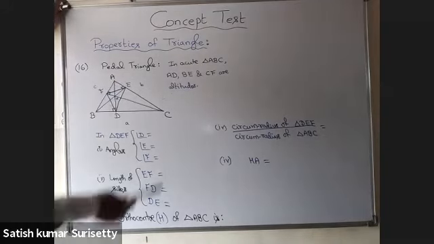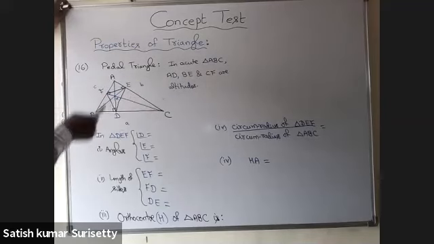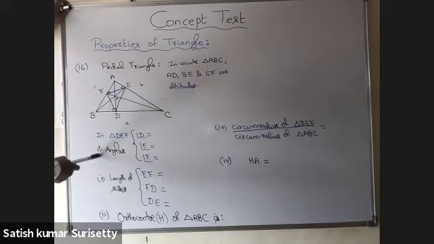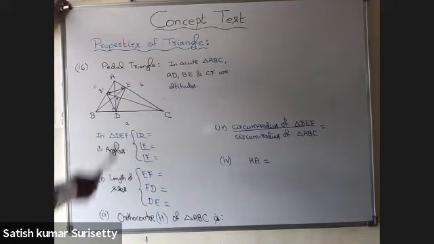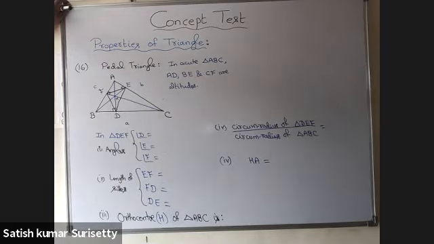Pedal triangle. In acute triangle ABC, AD, BE and CF are the altitudes and H is the orthocenter. Then try to write the angles of the pedal triangle DEF as well as the length of sides, and what about the conclusion about the orthocenter, the ratio of circumradius of triangle DEF to circumradius of triangle ABC, and the distance of the vertex A from the orthocenter in terms of circumradius.